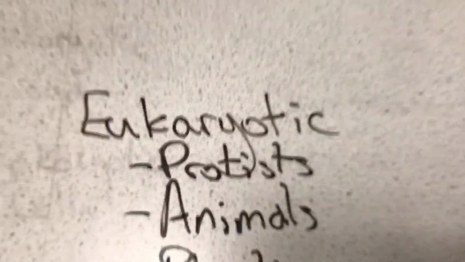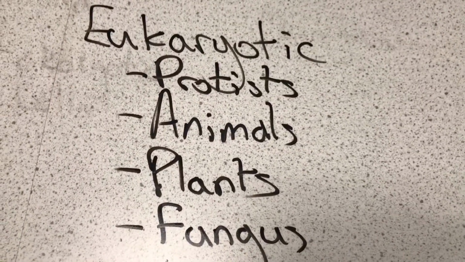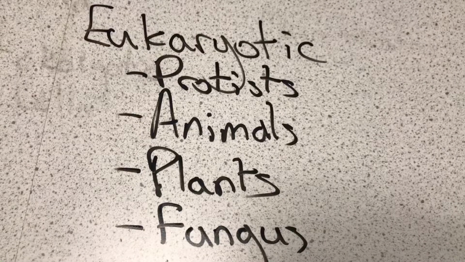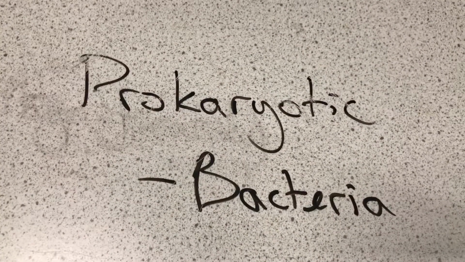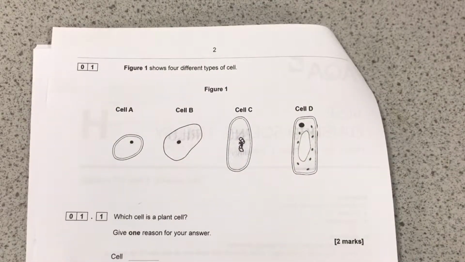Okay, so life can be broadly broken down into two different groups in terms of their cellular structure. The first being eukaryotic. So this incorporates protists, animals, plants, and fungus. The other direction we have prokaryotic, which is basically all of your bacteria. So in your exam, you're most likely to be questioned on this in the form of identifying cell structures, substructures, are they prokaryotic, eukaryotic, and so on and so forth.